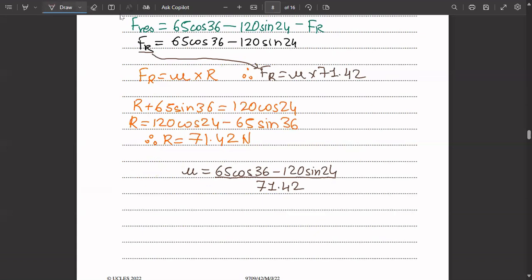So if I put this in the calculator, 65 cos 36 minus 120 sin 24 upon 71.42. So the value for the coefficient of friction is 0.0529.